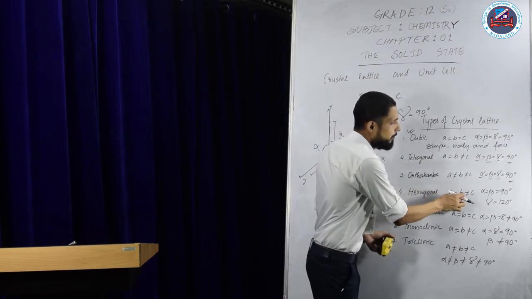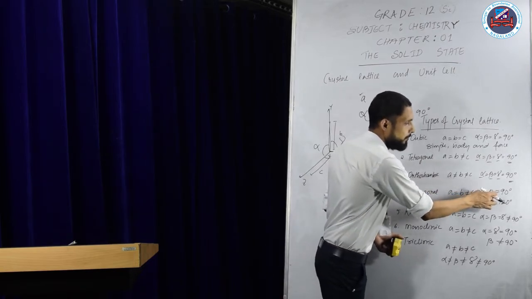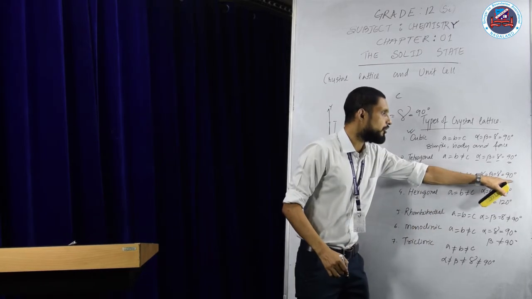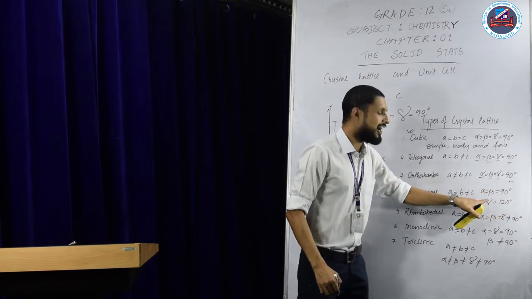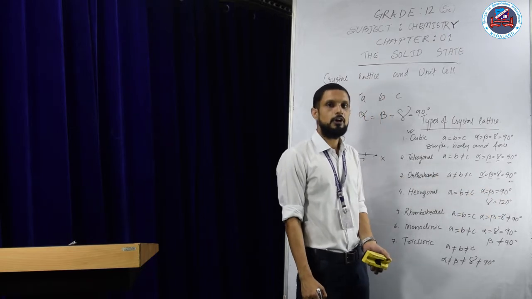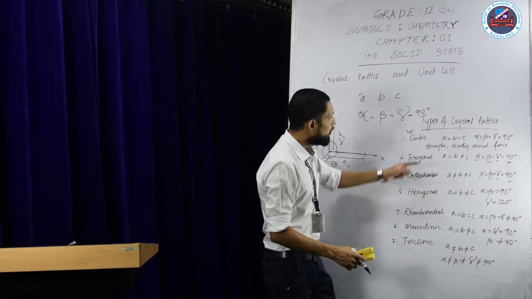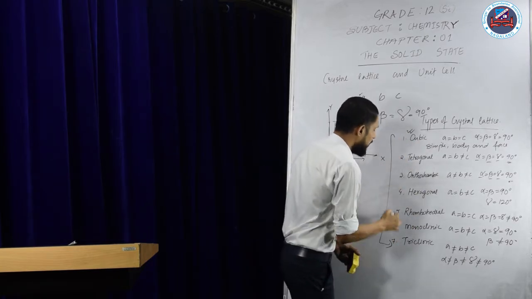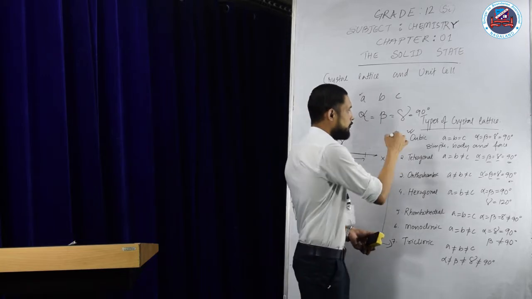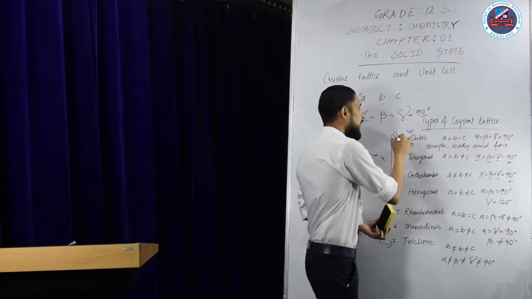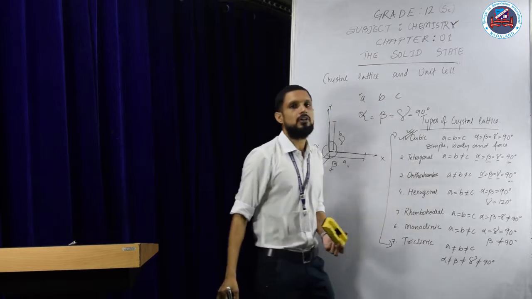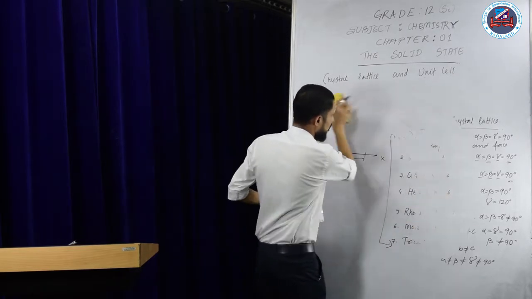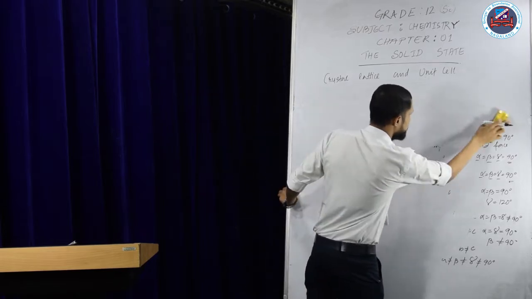Hexagonal, a equal to b but not equal to c, alpha equal to beta. That means the angles alpha and beta will be equal to 90 degrees, but gamma is equal to 120 degrees. So you can see the parameters for different types of crystal lattice are different. So based on this, the classification is done. Now, for class 12, you have to study the cubic crystal lattice in detail. So let us start with cubic crystal lattice.